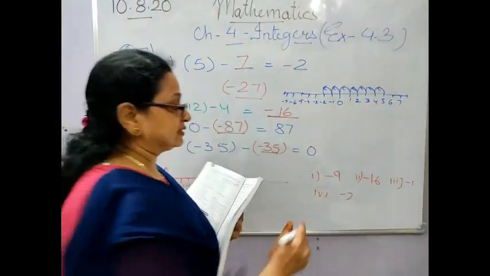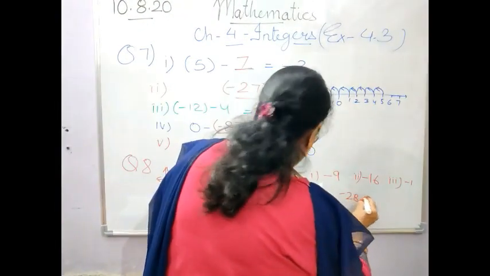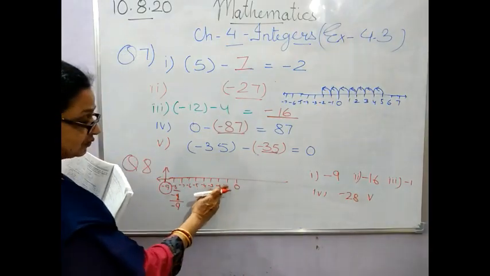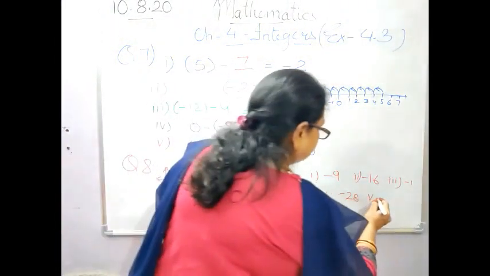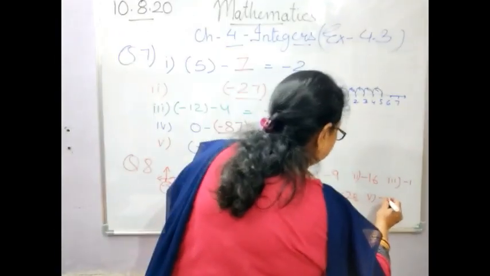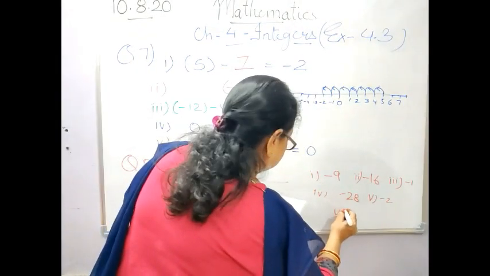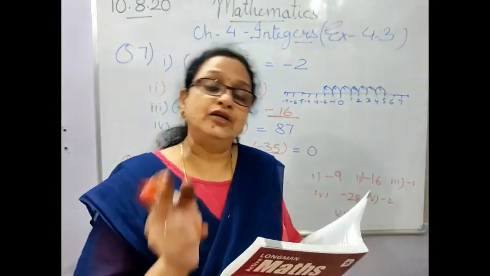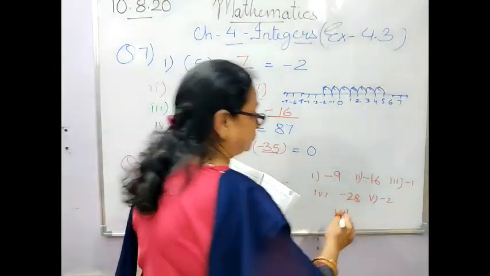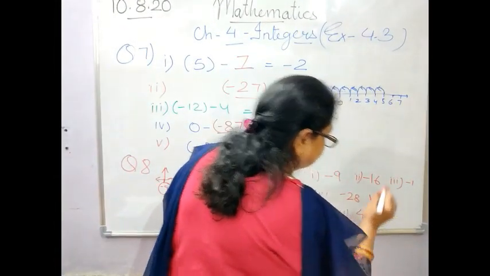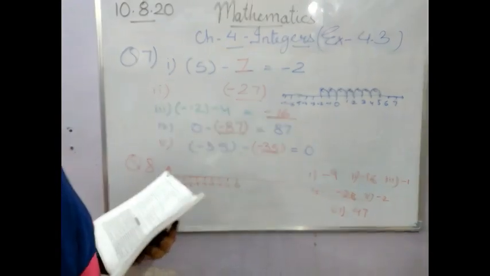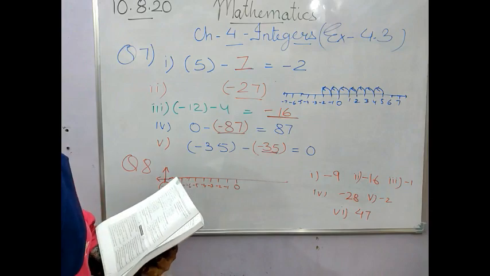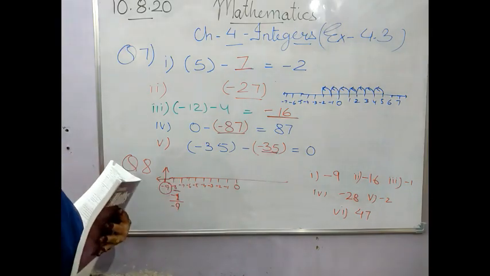So what will be the predecessor? Minus 28. Fifth, minus 1. Minus 1 predecessor, minus 2. This is the fifth one. And sixth is 48. This is your positive integer. And you first subtract 1 from it. 48 minus 1 is 47. Clear? Okay.